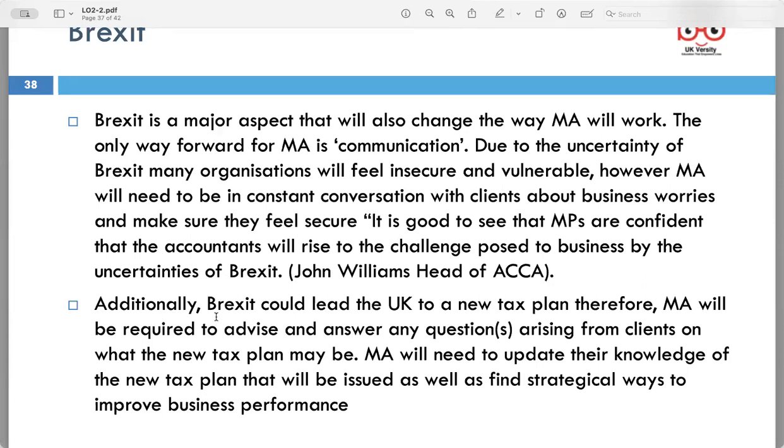Furthermore, Brexit may result in the United Kingdom implementing a new tax scheme. In light of this, MA will be obligated to provide guidance and respond to any inquiries that may be raised by clients regarding the potential new tax legislation. MA will be required to keep their understanding of the new tax plan up to date and to discover strategies and approaches to boost the performance of their businesses.